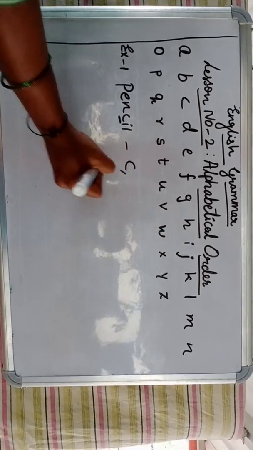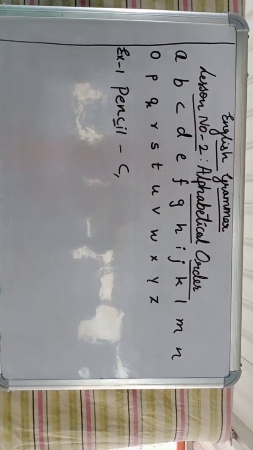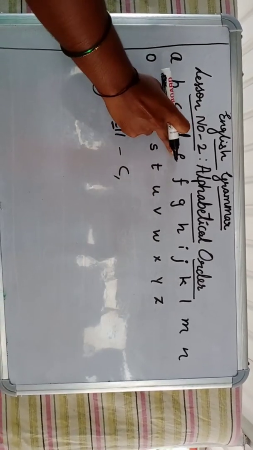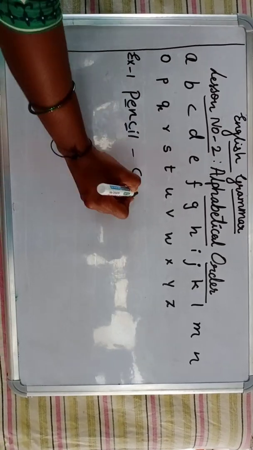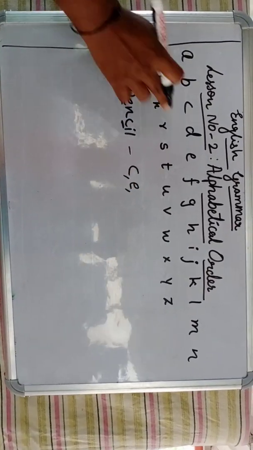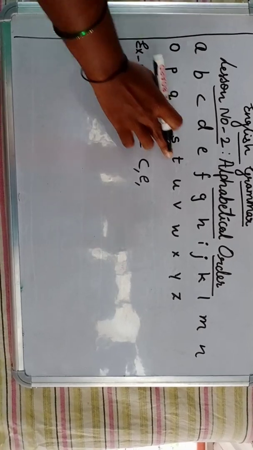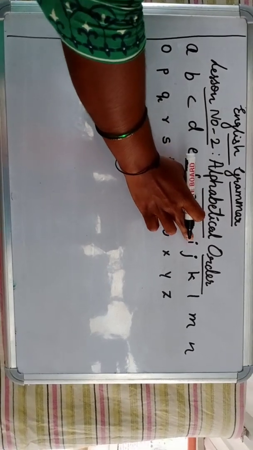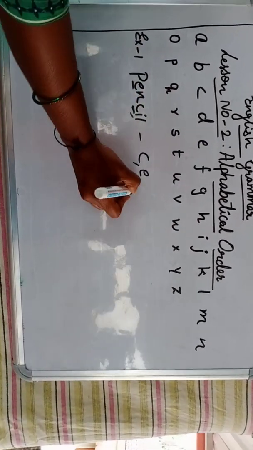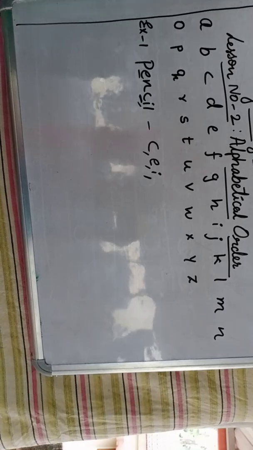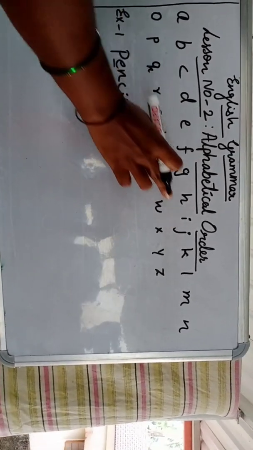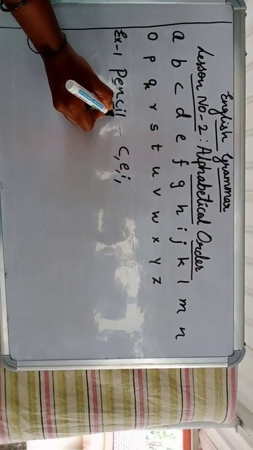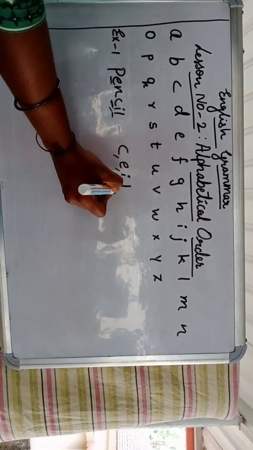So you have to write it and put a comma. The next one is D. Is D there? No. Next, E is there? Yes. So write the E. Next, F is there? No. G? No. H? No. I is there? Yes. Here is the I. Put a comma. And next J? No. K? No. L? Yes. L is there. Right here, L.